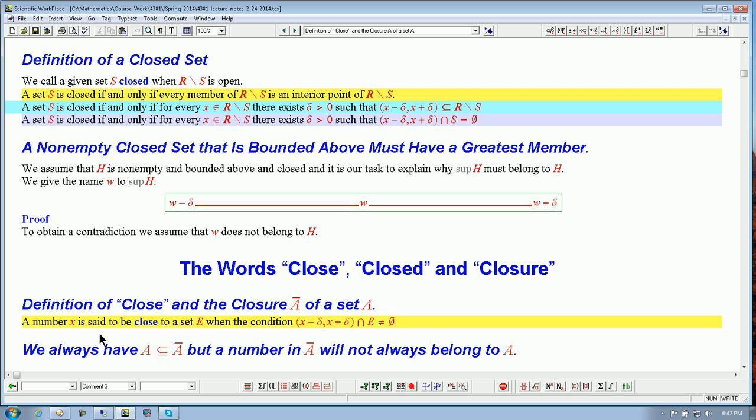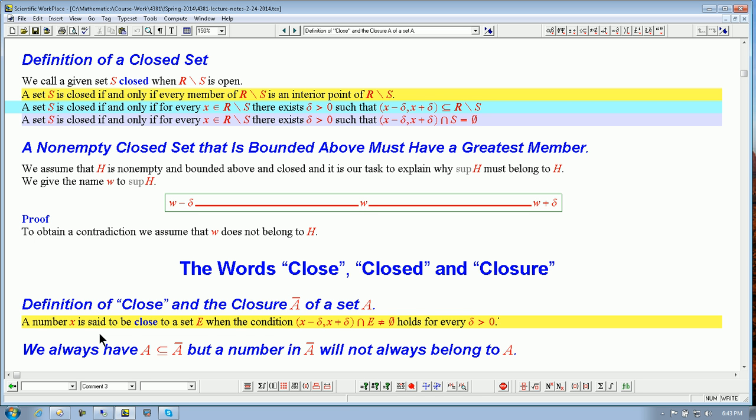The condition holds for every delta greater than 0. Not there exists. Look here. My finger is up in the air, which unfortunately is not showing in the video. My finger is over there and my other hand is a set. Now if I take an enormous great big delta and go to the left and right, it's going to hit that set. Isn't that right?